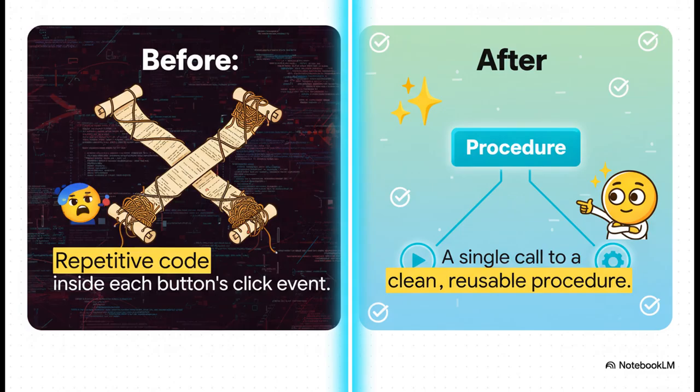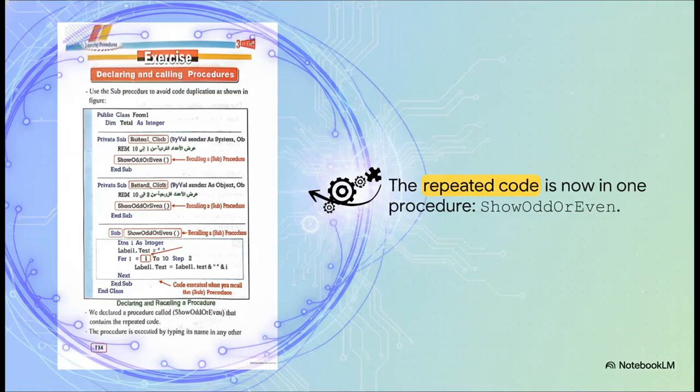We are about to go from that before state with messy, duplicated code everywhere to a much happier after state, where each button just makes one simple, clean call to our new procedure. And here it is. Check it out. We've taken all that code that was in both buttons and we've moved it into its very own procedure. We called it show odd or even. Now, all that logic lives in one single, tidy place.